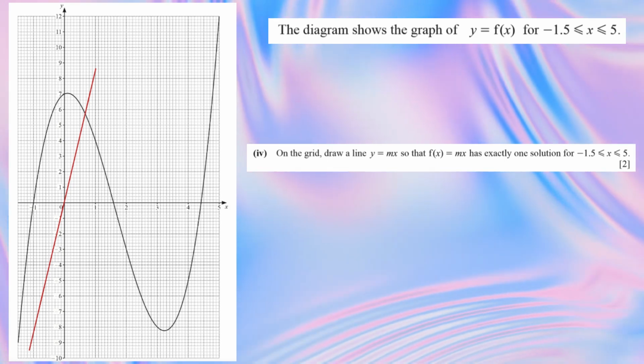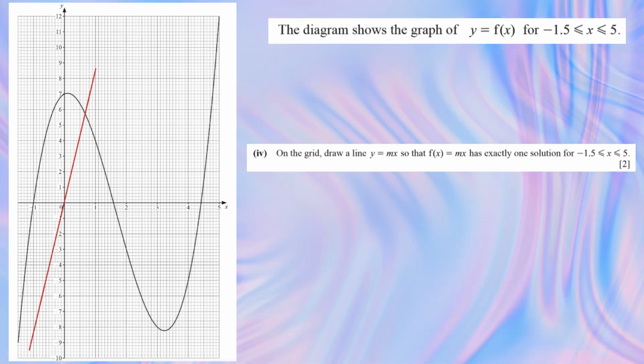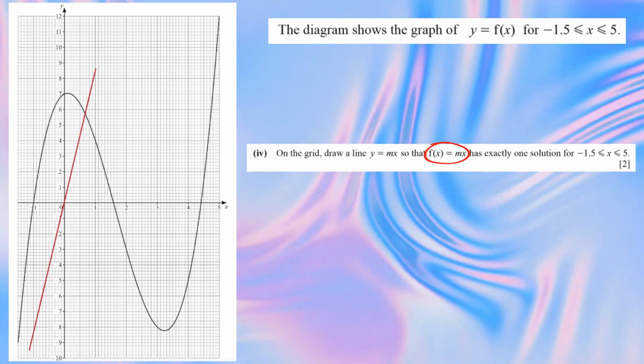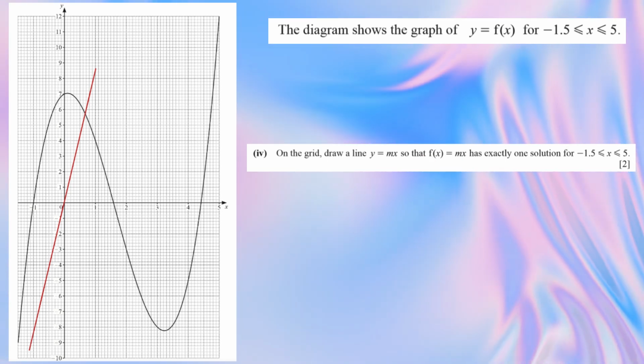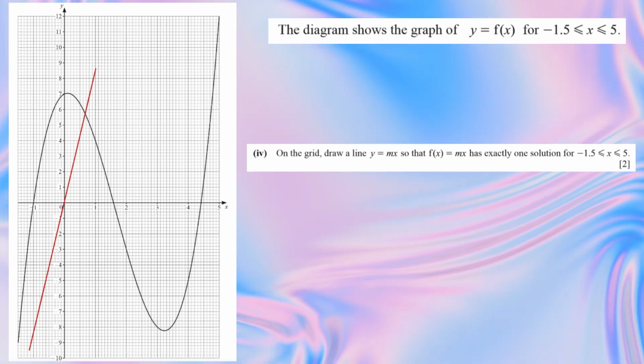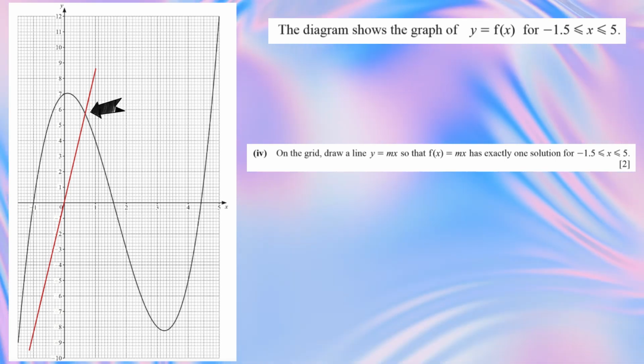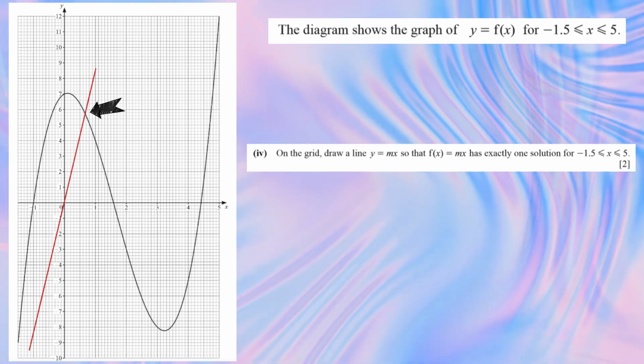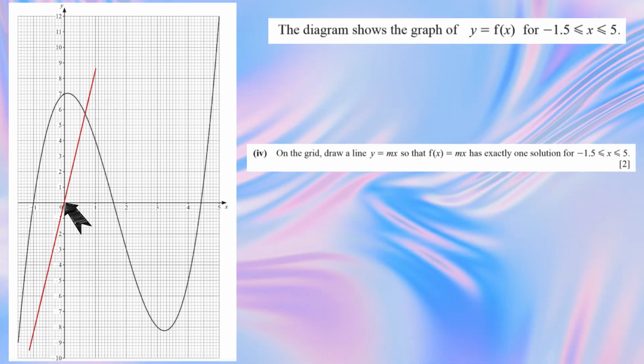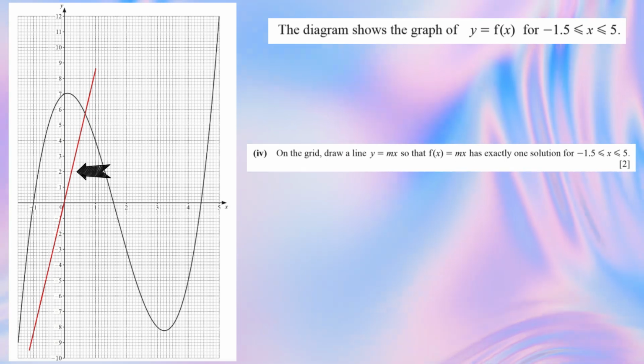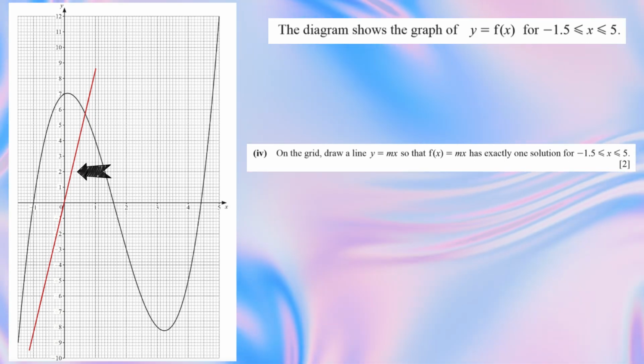The x-coordinate of this point of intersection will be the solution to the equation f of x equals mx. As you can see here on the graph in red, I've drawn the line y equals mx in a way that it only intersects the graph of y equals f of x at one point and it passes through the origin. Therefore, the line I drew in red here is the answer to this question.